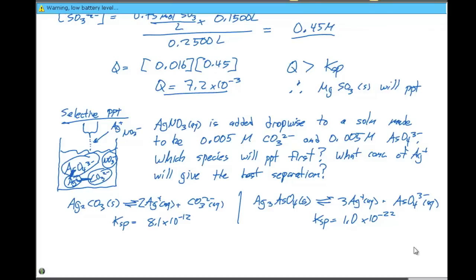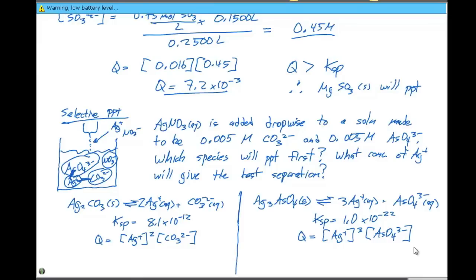We need to now look at our Q expression. Our Q is going to equal the concentration of Ag plus, that quantity squared, times the concentration of CO3 2-. And for our second expression, we have the silver concentration to the third power times the AsO4 3- concentration. We know that right at the point where we saturate our solution and come to equilibrium, Q is going to be equal to K. As we drop in this solution of silver plus, there's going to be a certain point where this threshold is reached and a first precipitate is going to form. If we set Q equal to K, we can solve for the concentration of silver that it's going to take to initiate a precipitation.